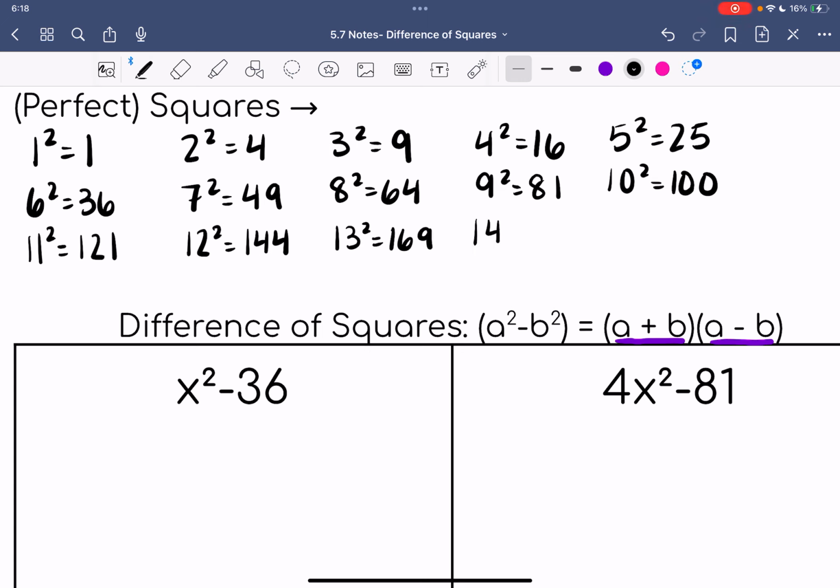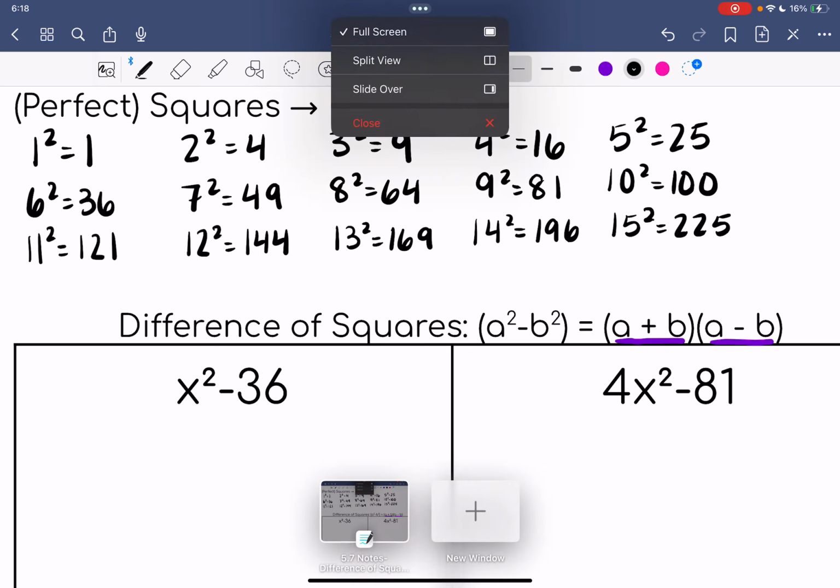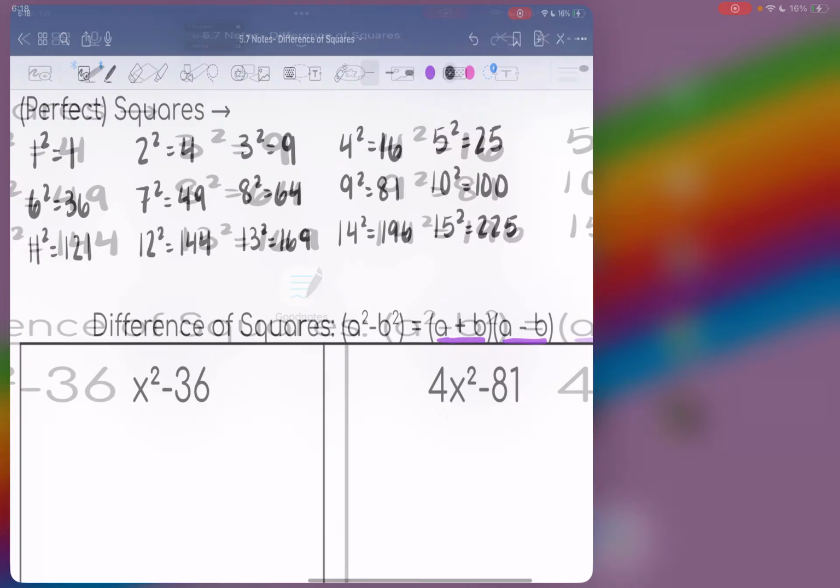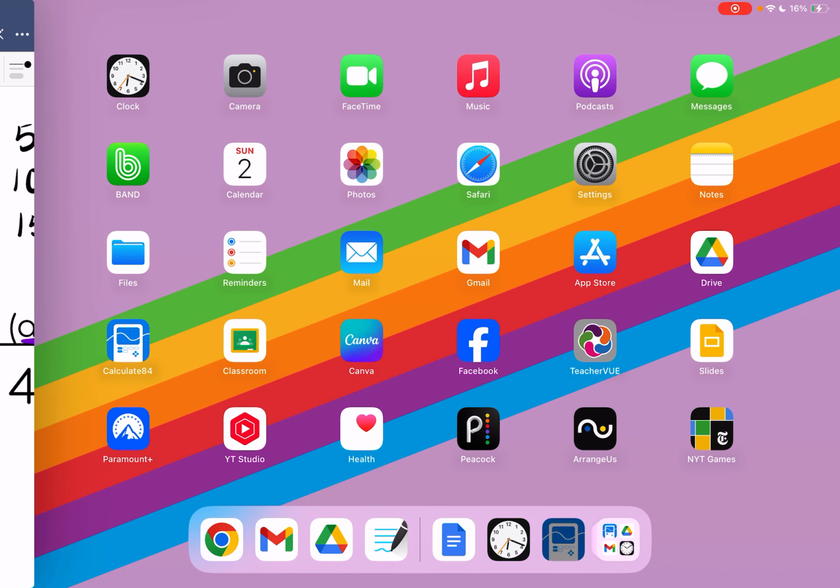14 squared is 196. And 15 squared is 225. I believe that's as high as I went on the assignment, but if I went higher, or if we forget any of those, don't have them memorized, just want to double check ourselves, we can always do that using our calculator. So let me split this view, pull up a calculator.